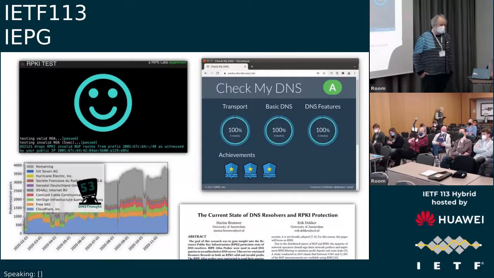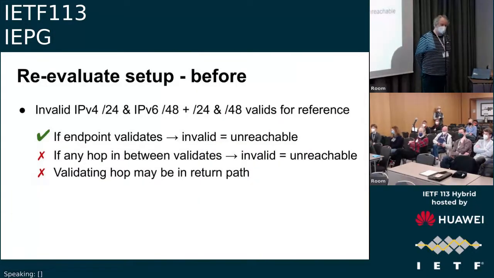And the beacon at the time was used by the RIPE NCC RPKI web test, the Check My DNS effort from the DNS org, and our own validation measurements. Next slide. And the beacon was set up. It had invalid prefixes announced from the beacon and also valid prefixes for reference. Next slide.